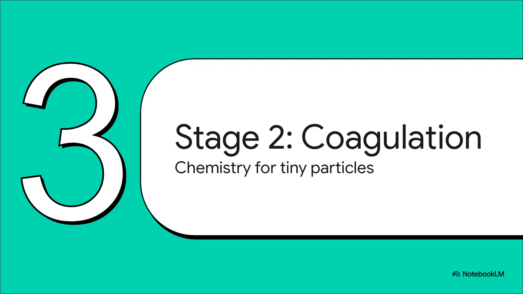So, sedimentation is awesome for the big, heavy particles. But what about the really, really tiny stuff? I'm talking about the particles that are so small and light they just float around forever and will never settle on their own. Well, for that, we need to bring in some chemistry. Welcome to stage 2, coagulation and flocculation.